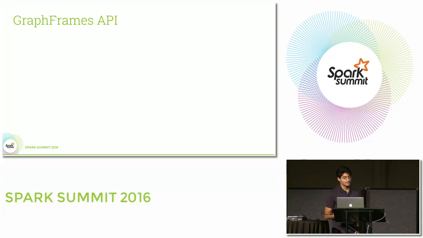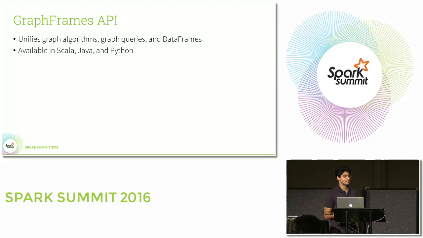Okay, so the API, here's just a quick look at what the API looks like. First of all, the idea is to do this unification. And also, the nice thing that might be really interesting for just real-world use is that it's available in all 3 of the major languages that Spark supports. Whereas GraphX, you may know, was only supported in Scala, so that's a big thing for real-world use. But anyway, here's what the API looks like.